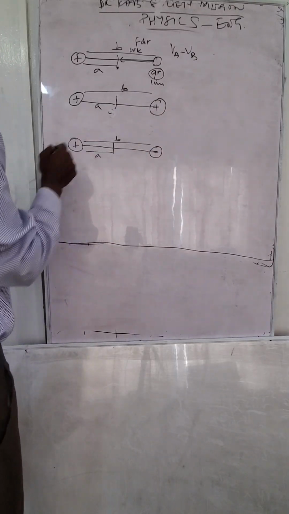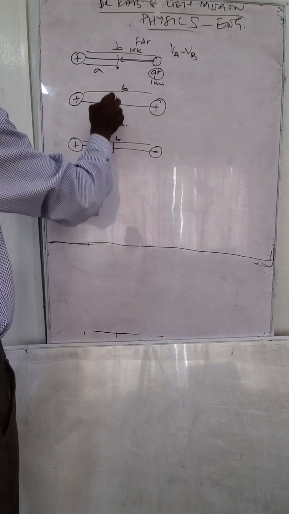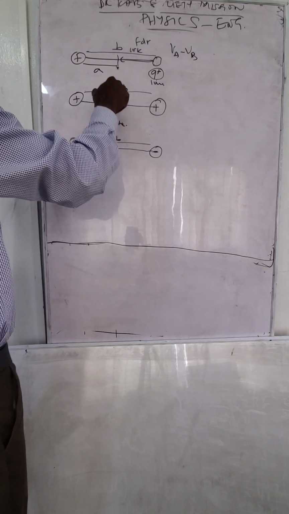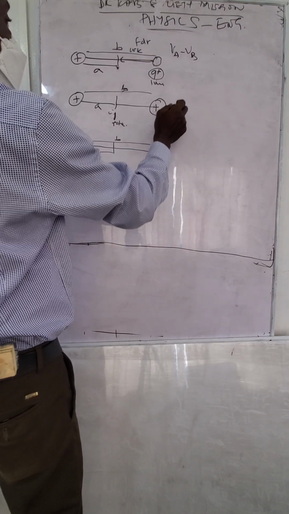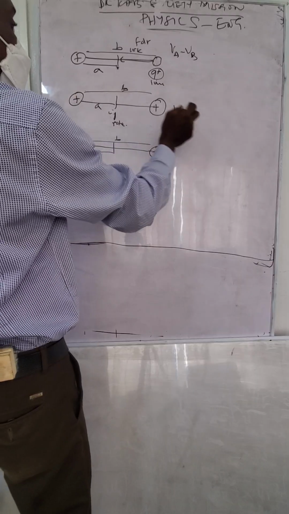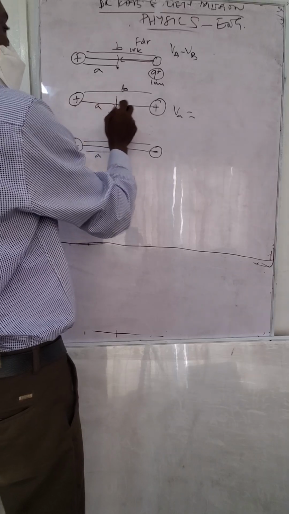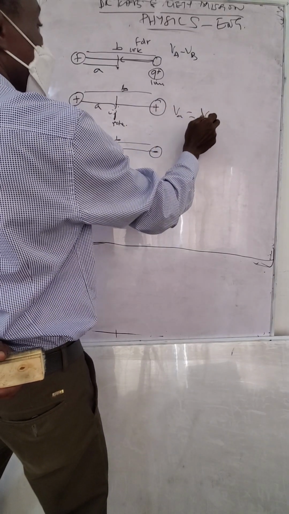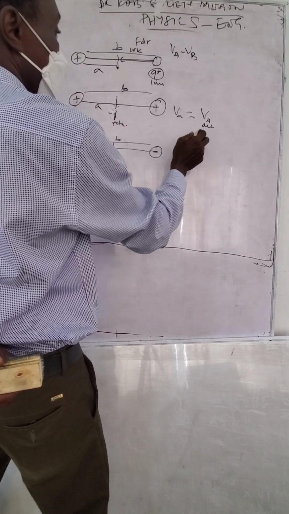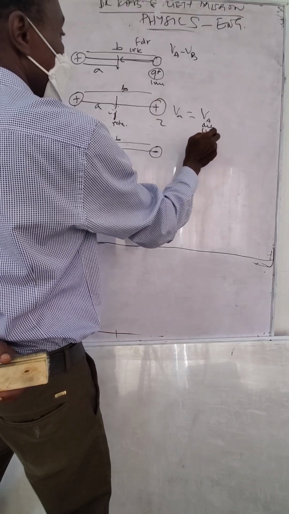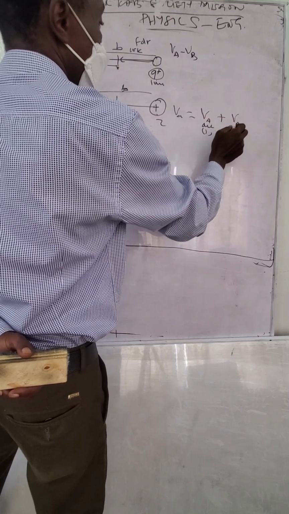Now, let's say we want to find the potential here, not work done. That is the strength here in terms of energy, due to this and that. So the potential at A will be equal to what? The potential at A due to the first charge, plus the potential here due to the second charge.